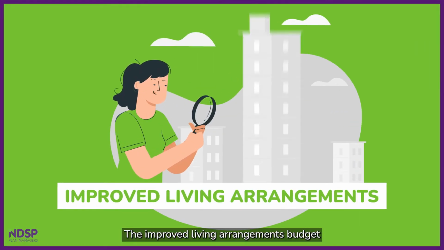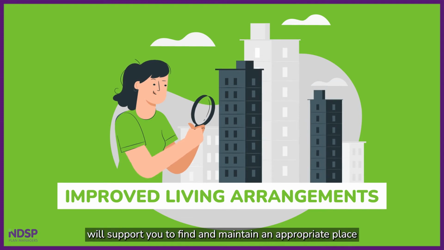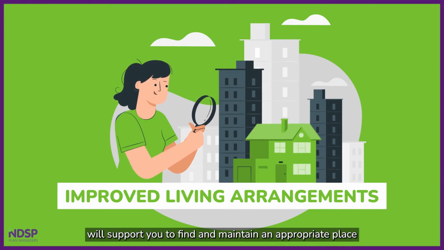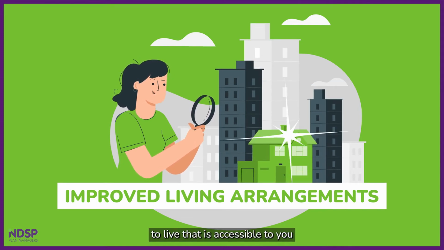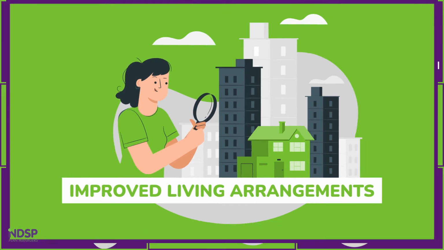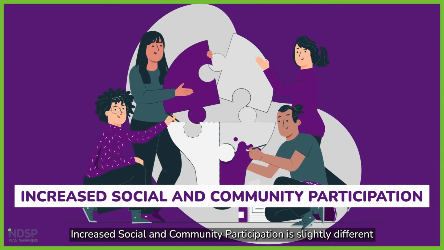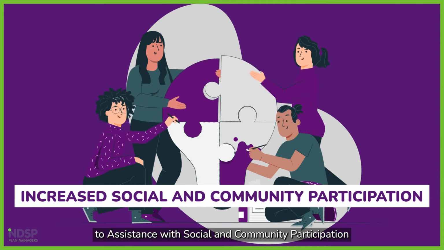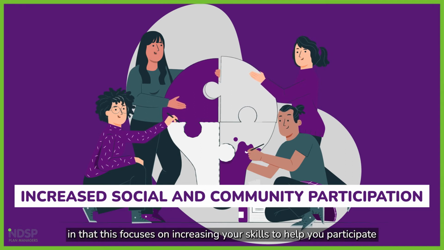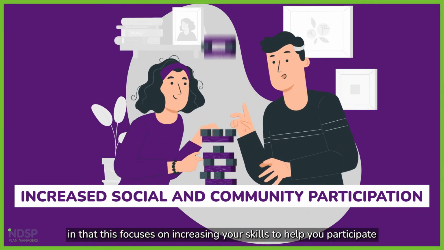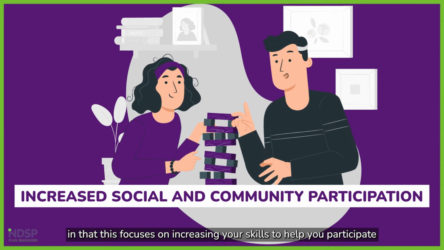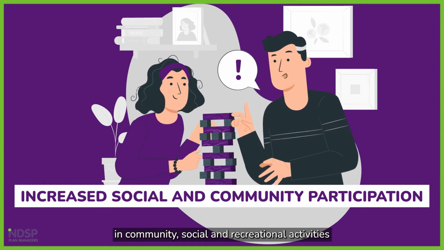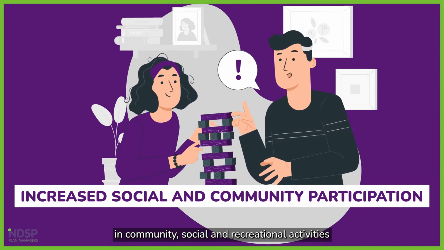The Improved Living Arrangements budget will support you to find and maintain an appropriate place to live that is accessible to you. Increased social and community participation is slightly different to assistance with social and community participation, in that this focuses on increasing your skills to help you participate in community, social, and recreational activities.